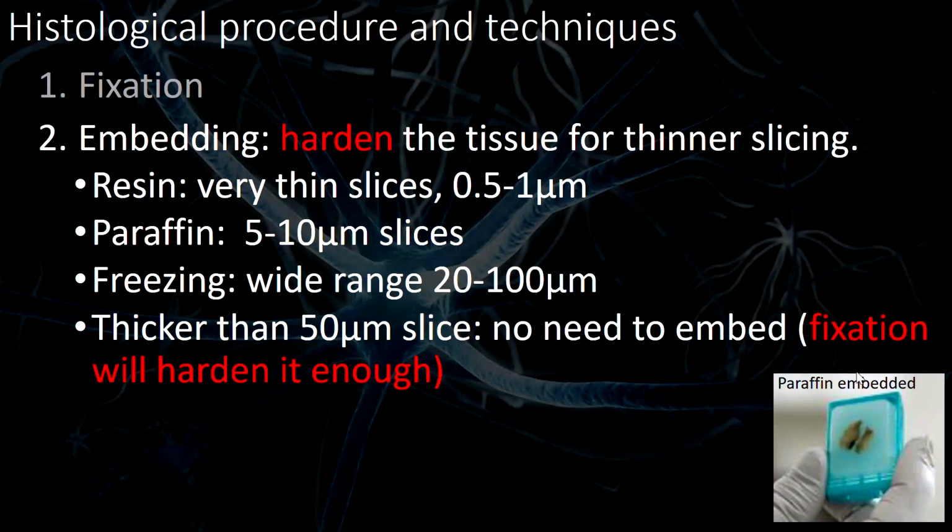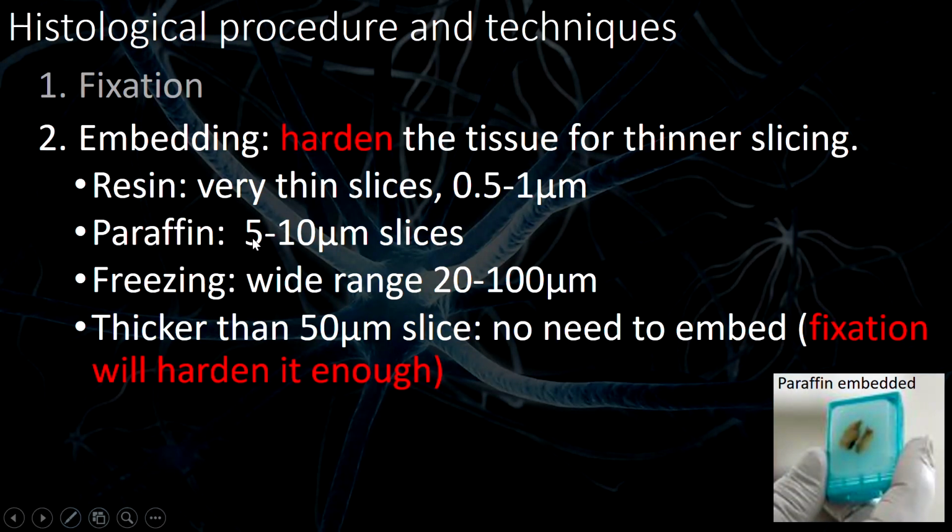Okay, and the next step is embedding. The purpose of embedding is to make the tissue harder. The harder the tissue, the easier it is to slice thin. If you have been cooking in the kitchen, then you will know a frozen beef is easier to cut thin than a room temperature beef, right? So that's why we have to use embedding if we need to have very thin slices. If you need to cut very thin slices, like less than 1 micron, you are going to use resin to embed your tissue.